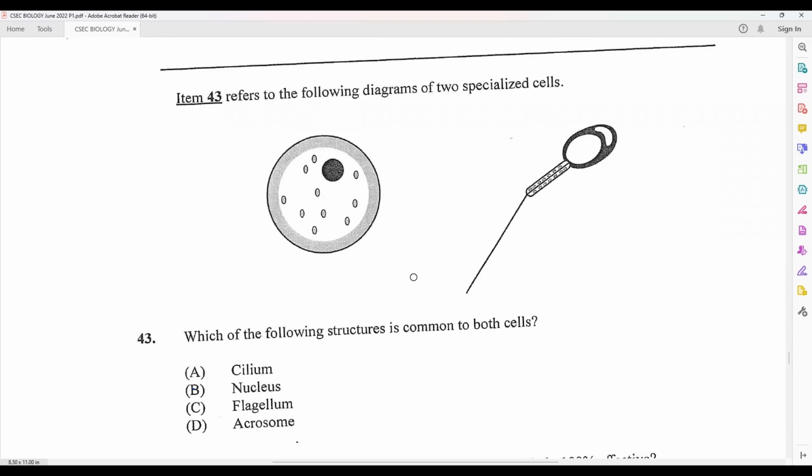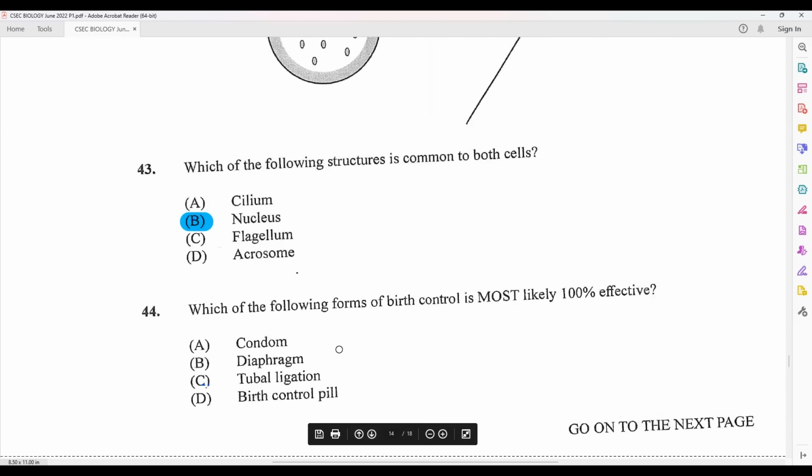Item 43 refers to the following diagrams of 2 specialized cells, and they are looking like an ovum and a sperm, so we're able to recognize them. And they ask which structure is common to both cells, and we know both of them definitely have a nucleus. These 2 would be haploid cells.